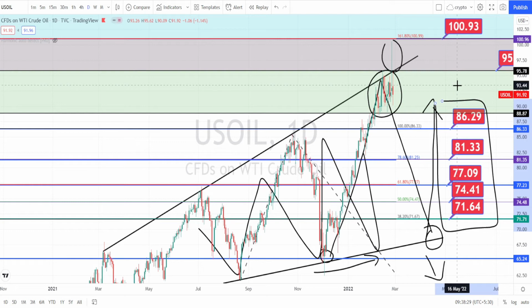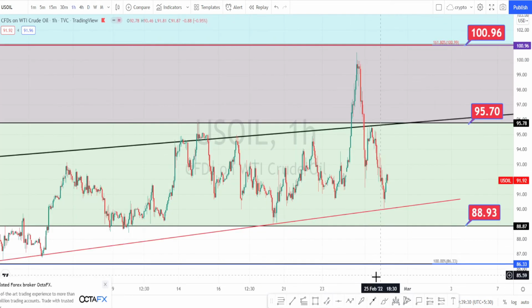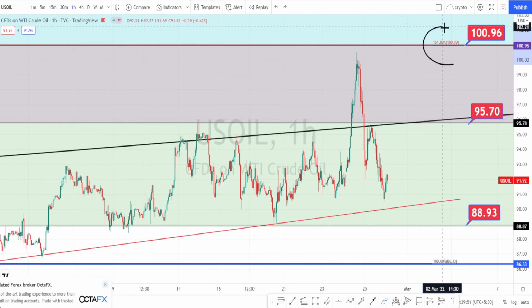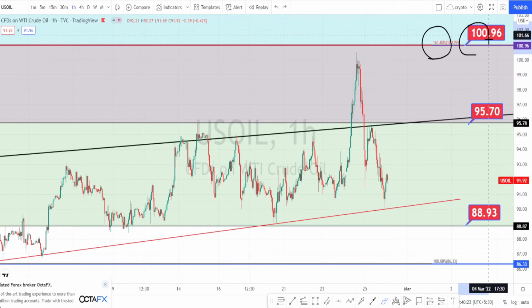Let us do the analysis in hourly time frame. So I'm in hourly time frame now. When we analyze the price action in hourly time frame, you can notice that previously the price action spiked up to 161%, which is around 100.96 level. Then the retracement has started.